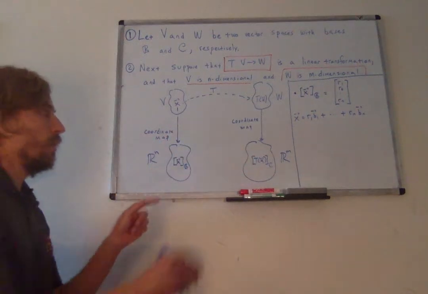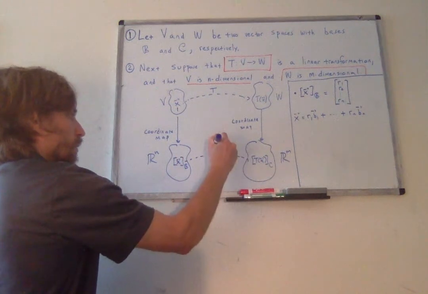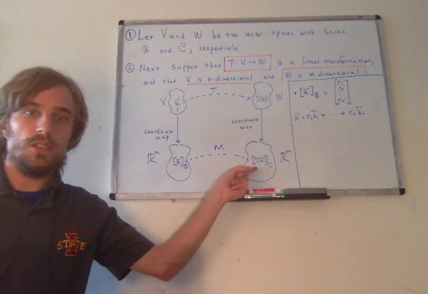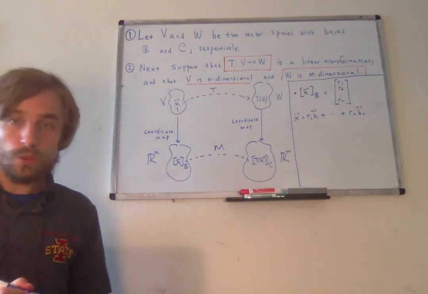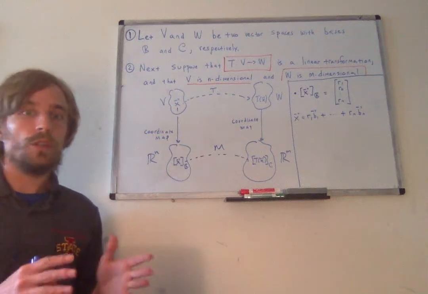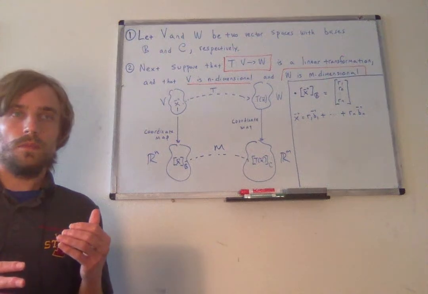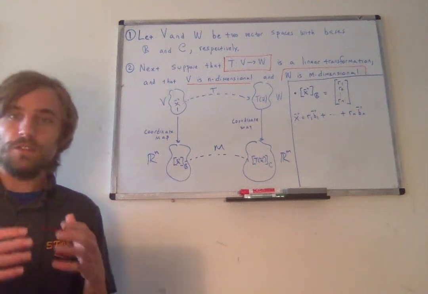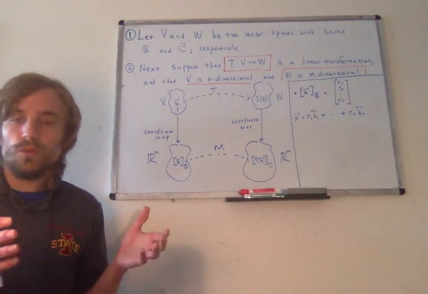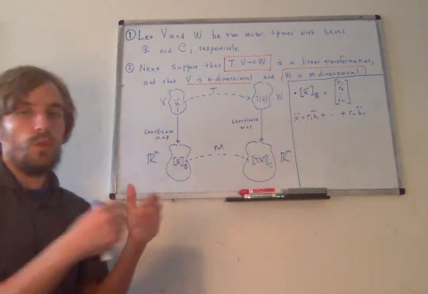Under this coordinate map, I now want a matrix M which can send the B coordinate representation of X to the C coordinate representation of T of X. And this would give me, in a sense, a matrix representing this linear transformation. Because we can now think of vector spaces not as specific objects, but just as coordinates relative to bases. So in a sense, these two vector spaces are the same because we found these coordinate maps.